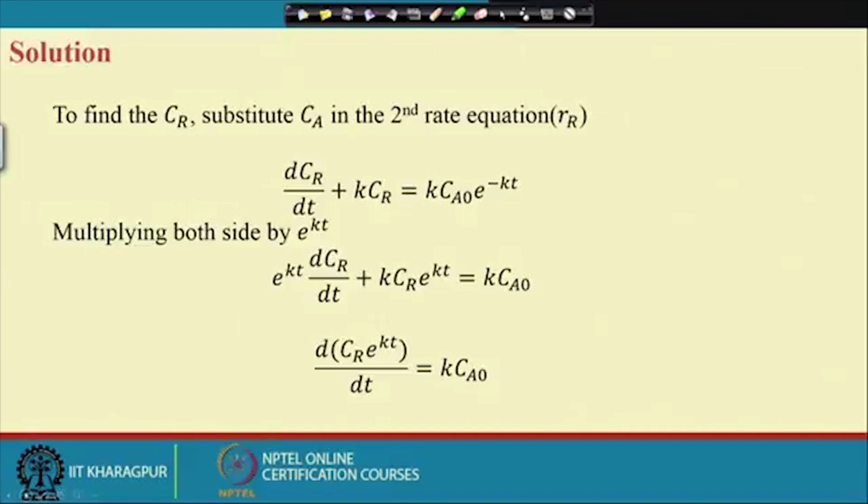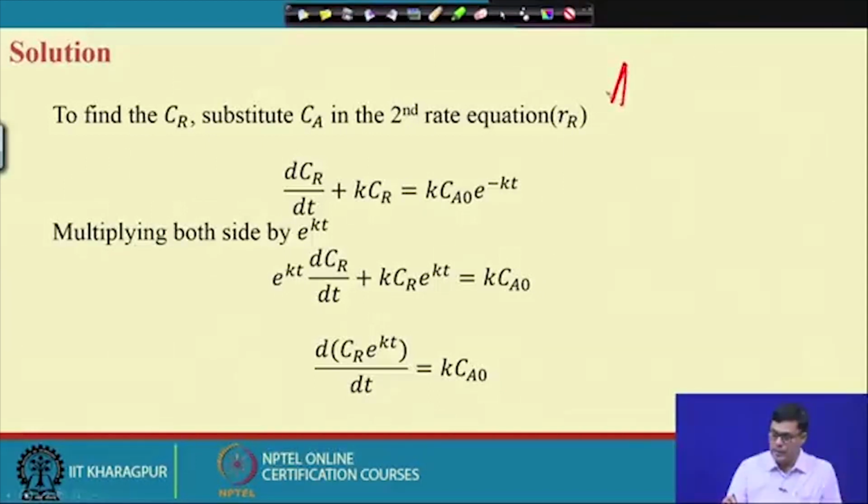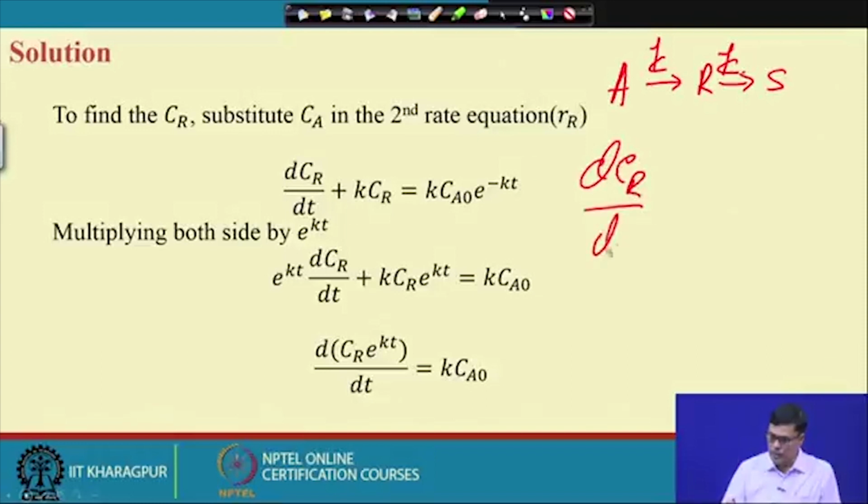Now, in the second part of the reaction, if you look at this, A to R, R to S, am I right? So this is K and this is K. So, the rate of formation of R will be what? K into Ca minus K into Cr. Now I can take this K to this side.